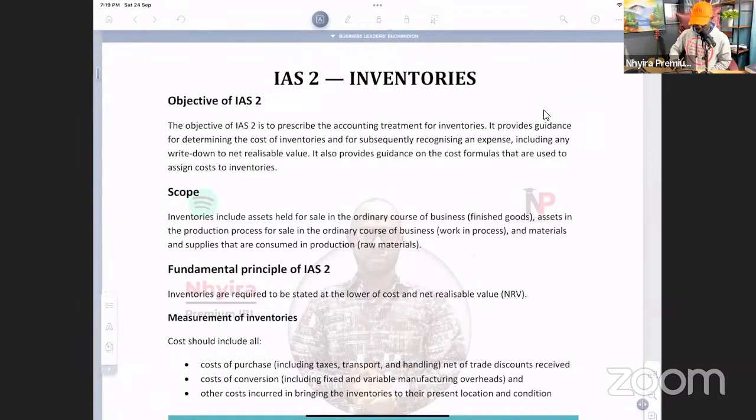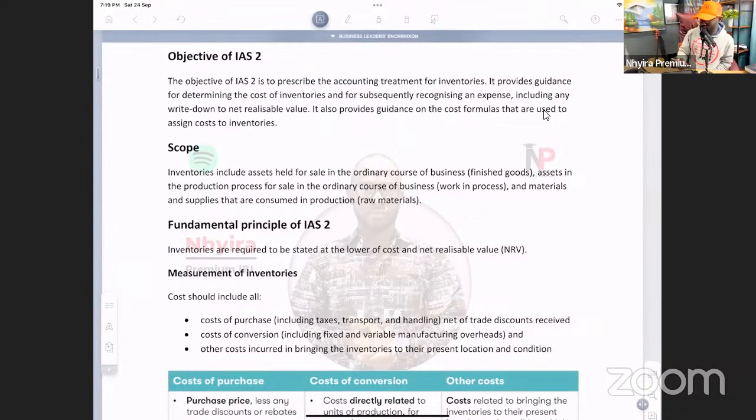So in simple language, the objective of the standard is simply to provide or prescribe the accounting treatment of inventories, period.